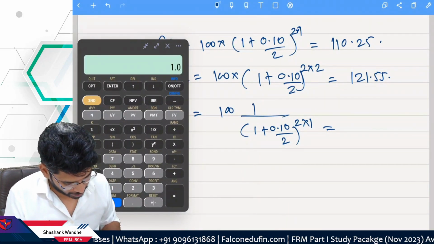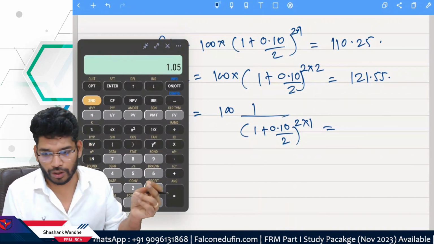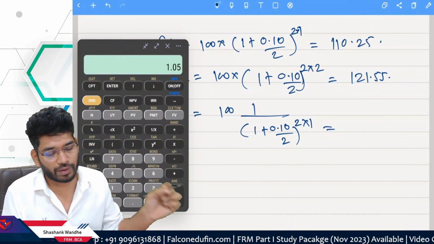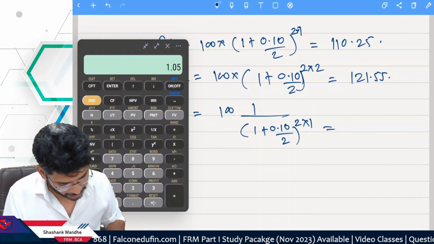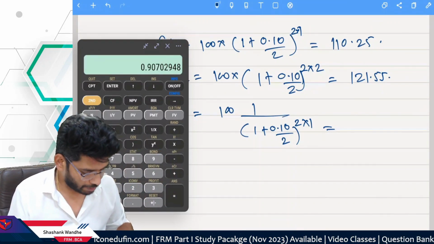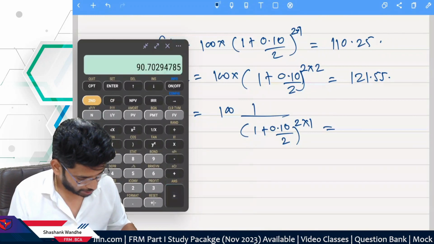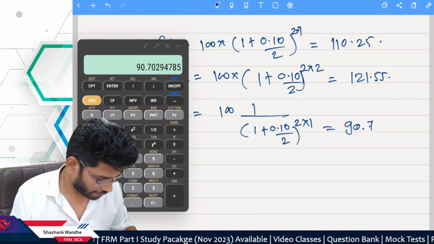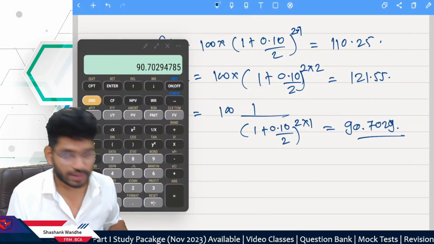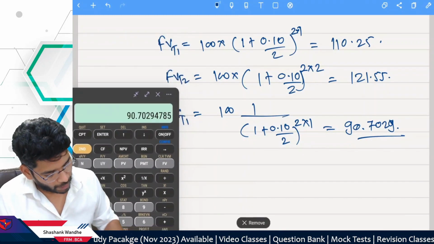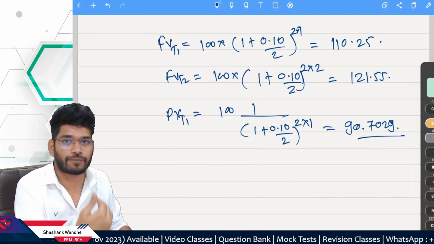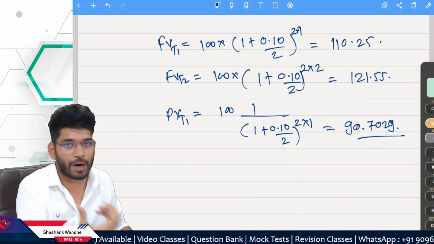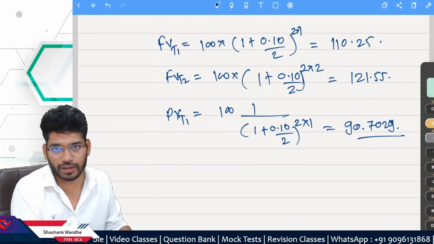So here 0.10 divided by 2 will be 0.05, plus 1 will be 1.05, to the power 2, square it, 1 by x, and multiply it with the 100. And the answer is 90.7029. That's it. So this is compounding and discounting and the calculation of the present value and the future value when there are different compounding frequencies, for the semi-annual, for the annual, for the monthly.